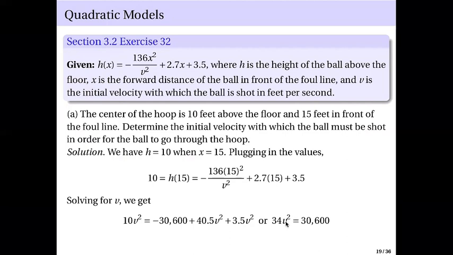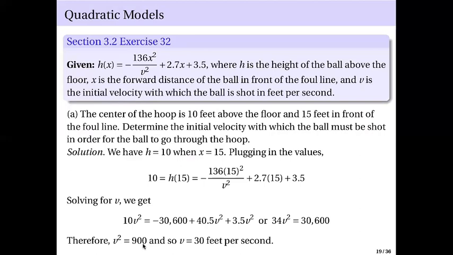So we solve for v squared. We divide this by 34. Therefore, you will have v squared equals 900. And in here, you now have your v squared. Okay? So you will have the exact h of x. But let's calculate for that velocity. Your v equals 30 feet per second.